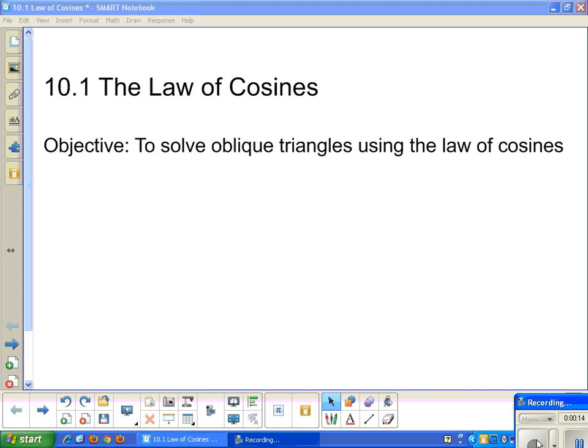So we have learned how to solve right triangles using our trig ratios, the Pythagorean theorem, and the triangle sum theorem. So now the question is, what happens when we don't have a right triangle? How do we solve for that other side or other length that we have? We can use what's called the law of cosines.